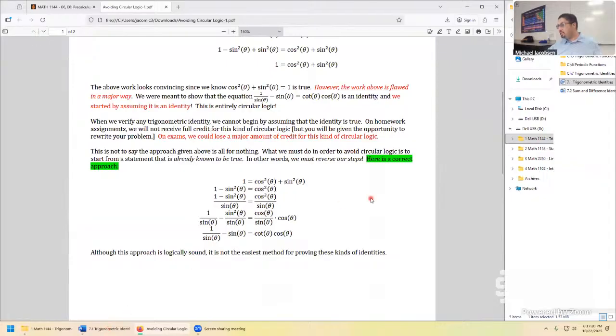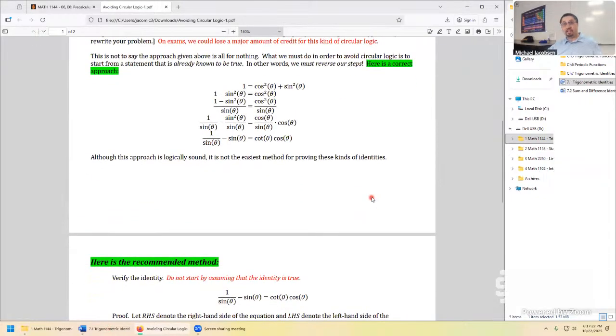I should close that out. Let's take a moment to think about this one. Does that make sense to folks on the issues with circular logic and how to correct it?